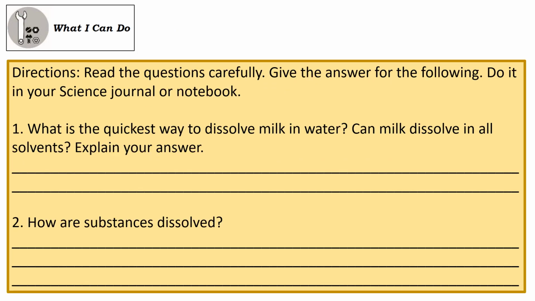Another activity, read the questions carefully. Give the answers for the following. Number 1. What is the quickest way to dissolve milk in water? Can milk dissolve in all solvents? Explain your answer. Number 2. How are substances dissolved, or paano natutunaw yung mga substances?